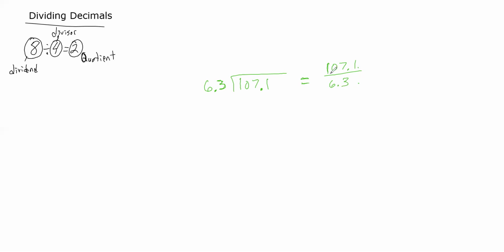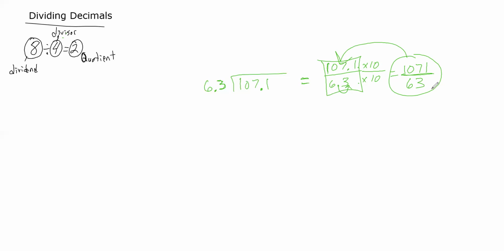So what would I need to do to turn the divisor in this problem to a whole number, not a decimal? Well, I would move the decimal one place over, which means I'm multiplying it by 10. And if you multiply the denominator by 10, you have to multiply the numerator by 10 as well, which is going to change the denominator to 63. And then my numerator is going to be changed to 1071. So now here's my new fraction, which has the same value as this fraction here.